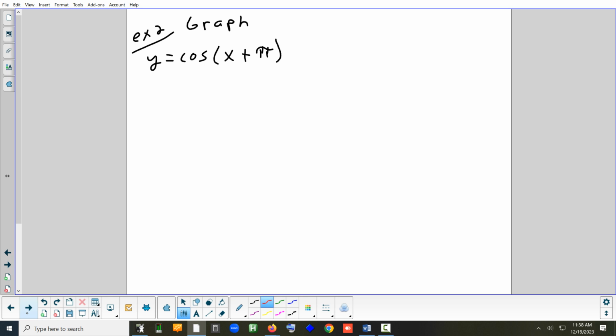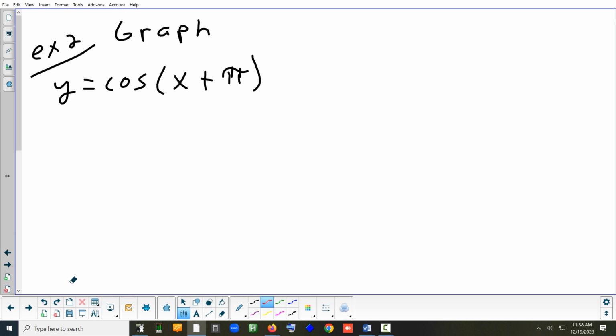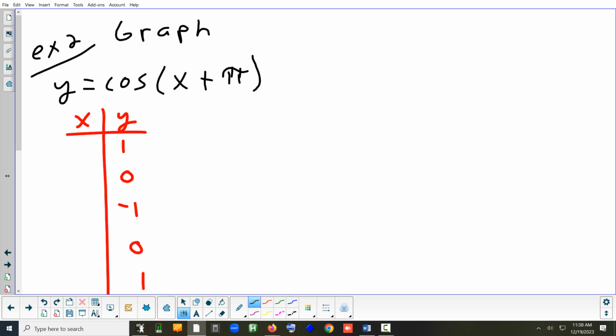Is that still a horizontal shift? Yes. Still adding or subtracting inside, but this time it's cosine. Which column stays the same when you do a phase shift? The Y. What are my Y values for the original cosine cycle? 1, 0, -1, 0, 1. Perfect. And my original x values for the cosine cycle.